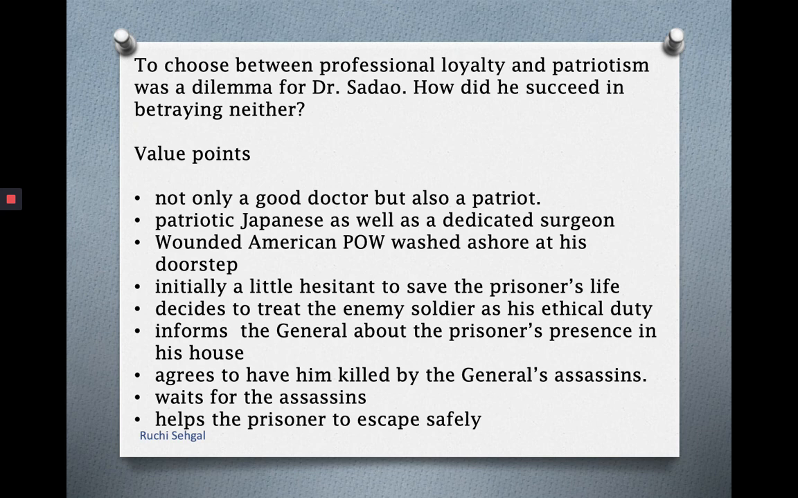He was not only a good doctor but also a patriot, patriotic Japanese as well as a dedicated surgeon. Wounded American prisoner of war washed ashore at his doorstep, initially a little hesitant to save the life of this man, then decides to treat the enemy soldier as it is his ethical duty. He informs the general about the prisoner's presence in his house, agrees to have him killed by the general's assassins, waits for assassins, but finally helps the prisoner to escape safely. And then the last line, I wonder why I could not kill, because humanity wins above any kind of animosity.